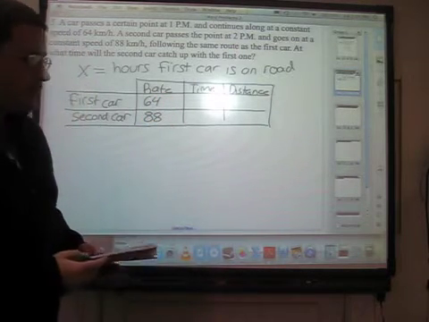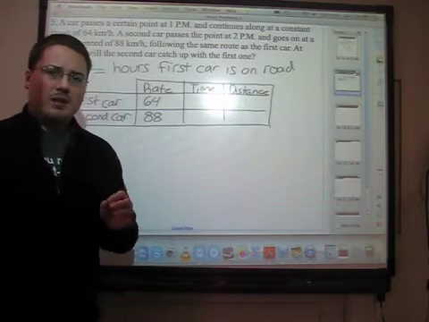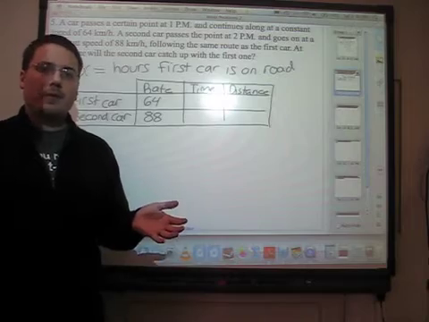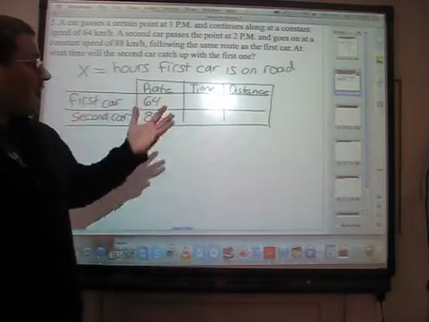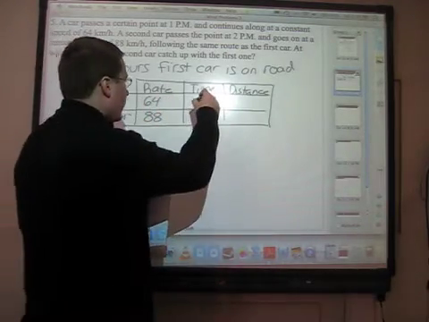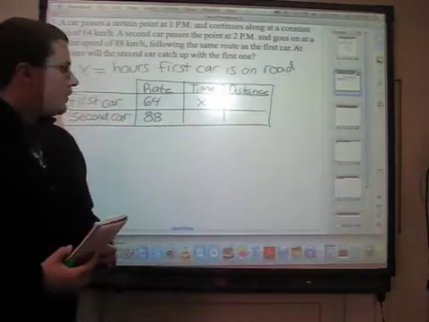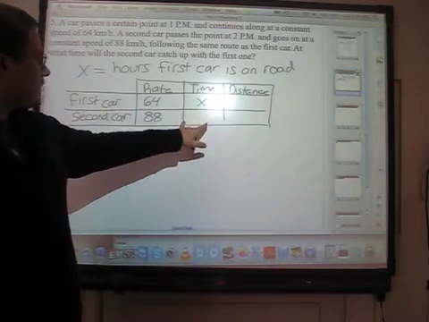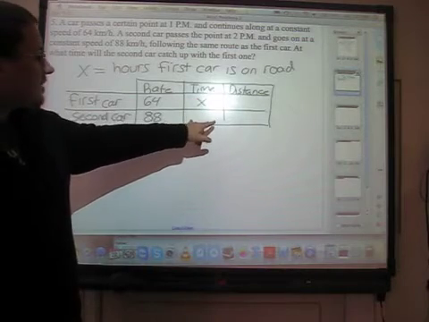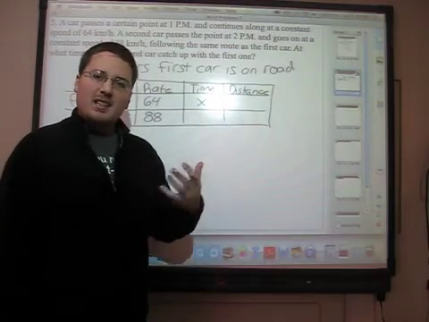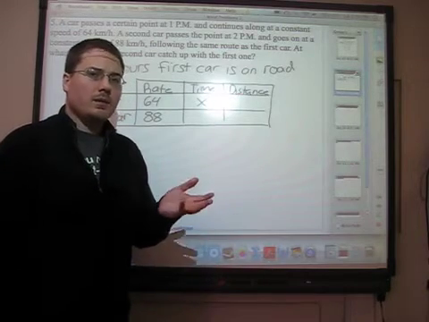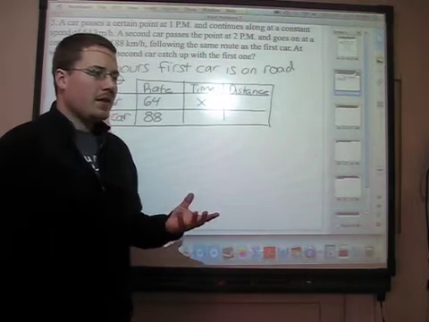Now, here's where my choice of variables seems a little bit more intuitive. I chose x for the time that the first car was on the road. So that makes a very obvious choice for x. Now, a lot of students make a mistake here. They think that because it left an hour later, x plus 1 would be a good choice. That's not entirely true. Let's do a little bit of prototyping to kind of feel this out.